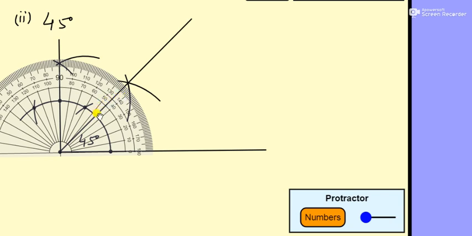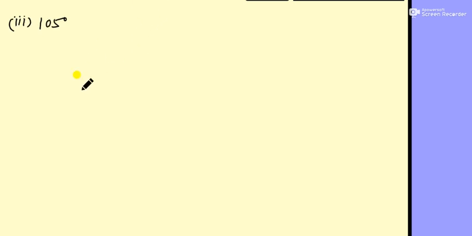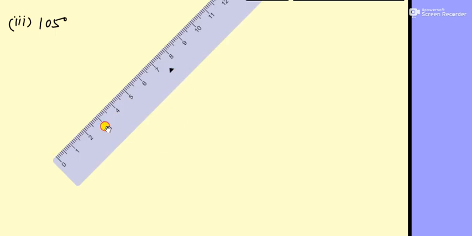So you can make a very easy method in your copy, and also write the steps of construction in your own words. Let us see the next number. Third one is 105 degrees. So how can we do this 105 degree?